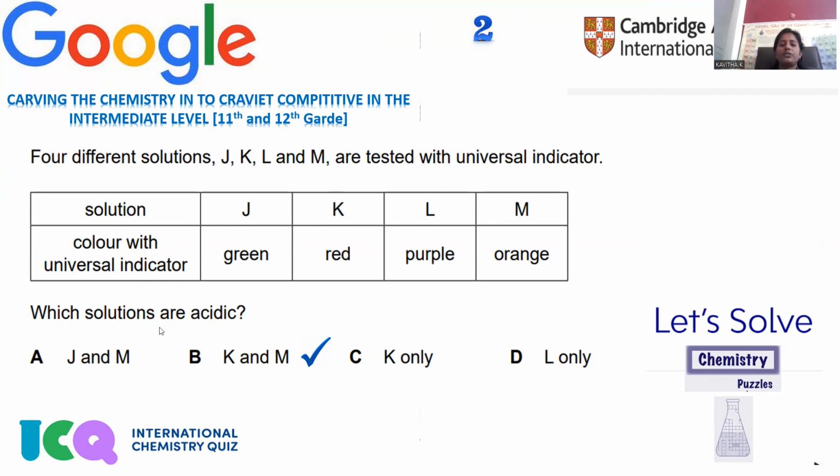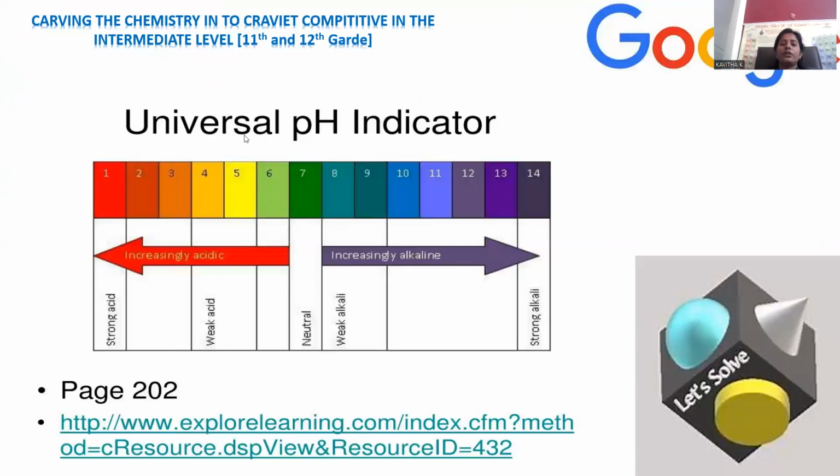The question is, which solutions are acidic in nature? Multiple solutions are said to be acidic. What is the kind of solution mixture? We will see. Universal indicator denotes the substance which is used to measure the pH of multiple components. So many components, if you are checking, they will give a result. That is called universal. Universal means applicable to so many.